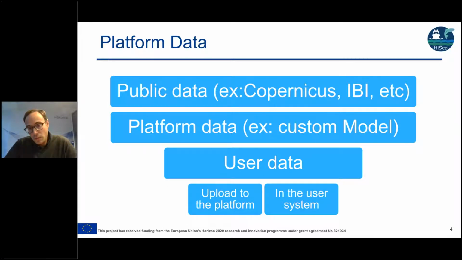And the last example is user data. So the platform can also connect to users, and they can either choose to upload data to the platform or keep it in their own system. Of course, if you upload to the platform, there's a fee for storing it. If you keep it in your own system, it means that you need to have a system that we can connect to. So it needs to be open, and storing the data is completely up to you. But we offer both solutions.